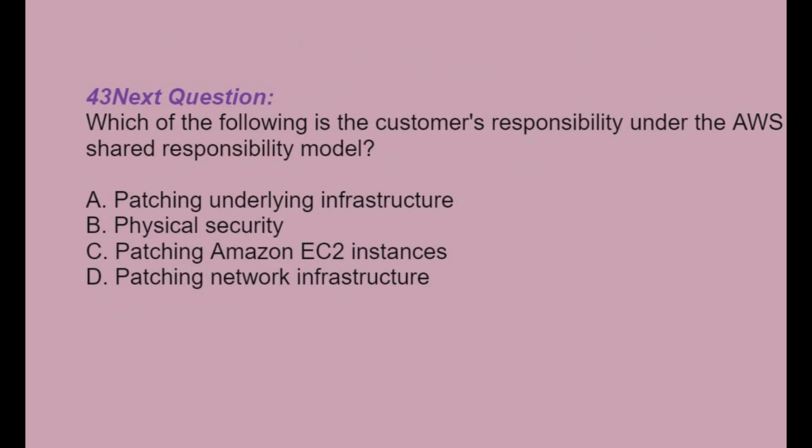Question is, which of the following is the customer's responsibility under the AWS shared responsibility model? Option A, patching underlying infrastructure. Option B, physical security. Option C, patching Amazon EC2 instances. Option D, patching network infrastructure. Correct answer is option C.